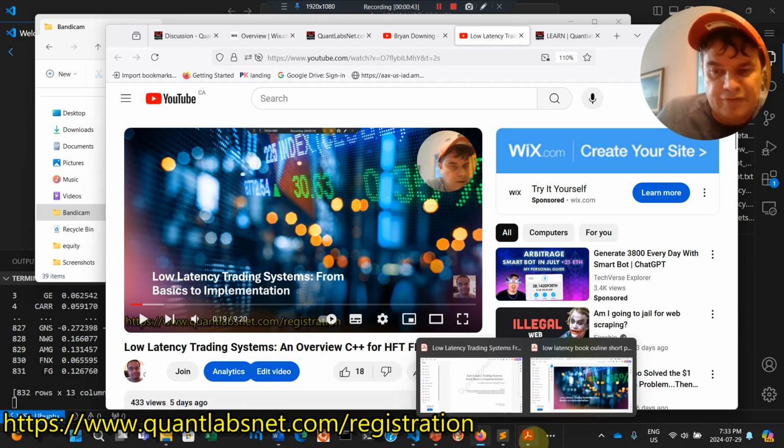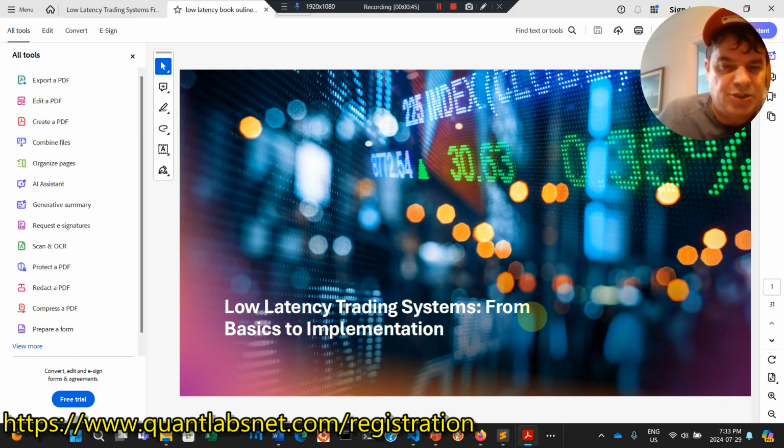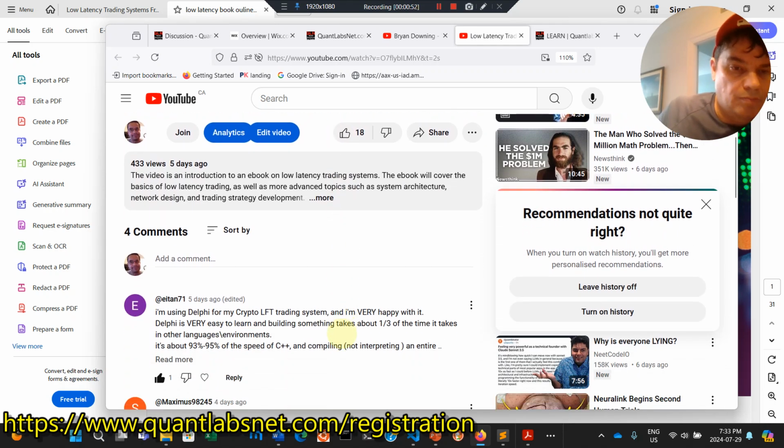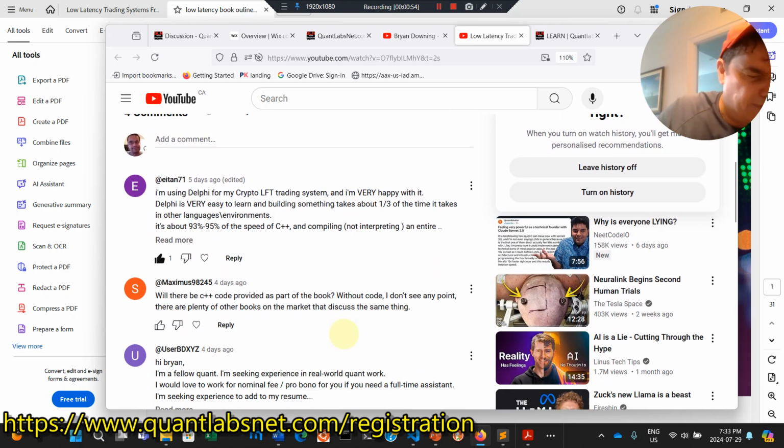First things first, I want to make sure we understand the scope of this book, which is really crucial. One question, from people that never watched the prior video: will there be C++ code as part of the book? Without code, I don't see any point. There are plenty of other books on the market that discuss the same thing. That may be true, but when you see the table of contents, you see how vast this is. And I'll go into more details about this and what I'm proposing to do.